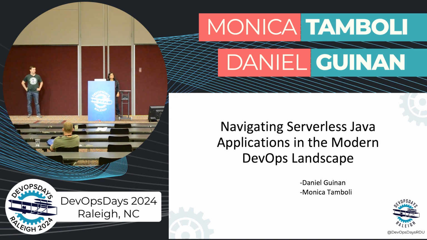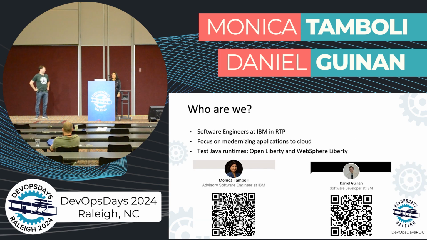So today we are going to talk about navigating serverless Java applications in the modern DevOps landscape. I'm Monica Tamboli, and I'm with my wonderful colleague. I'm Daniel Guinan. Dan. Both of us work for IBM here in RTP, and we work in the test organization, testing some of the application servers like OpenLiberty and WebSphere Liberty and other products.